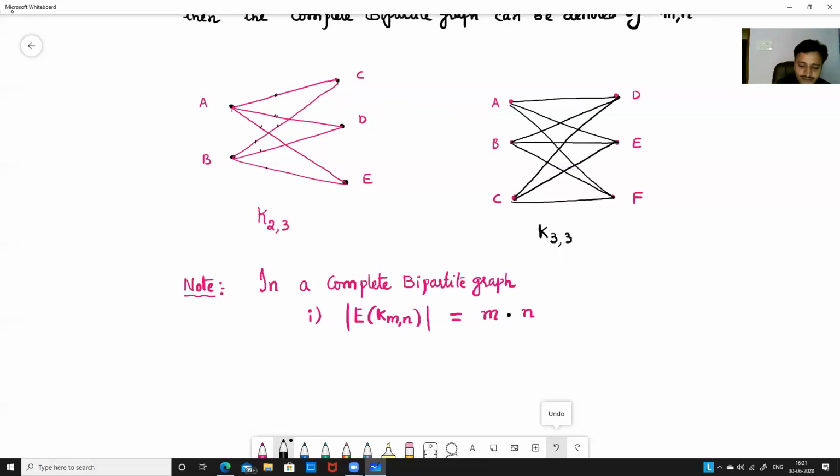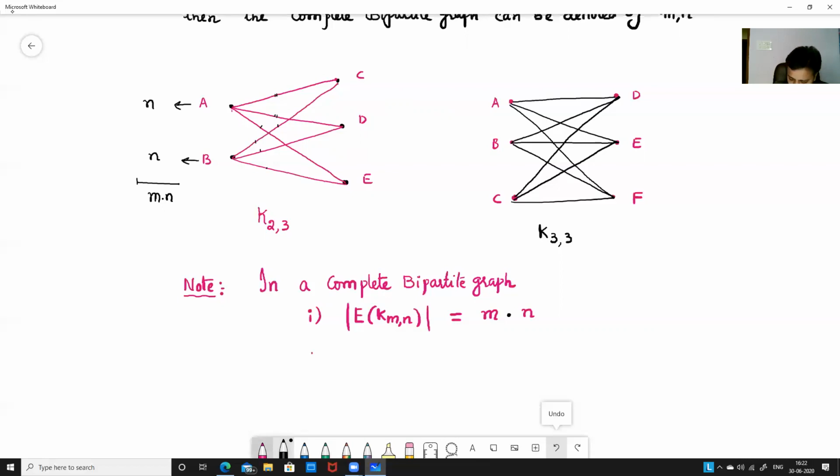Okay. Means A is associated with n vertices, B also associated with n vertices. Therefore, I can say A is having n possibilities and B is also having n possibilities, right? Like there are n possibilities, and m times we can add, therefore m into n possibilities. How many vertices are there in A? M vertices, right? So A n times, B n times, total m times n. The total number of edges are m into n.